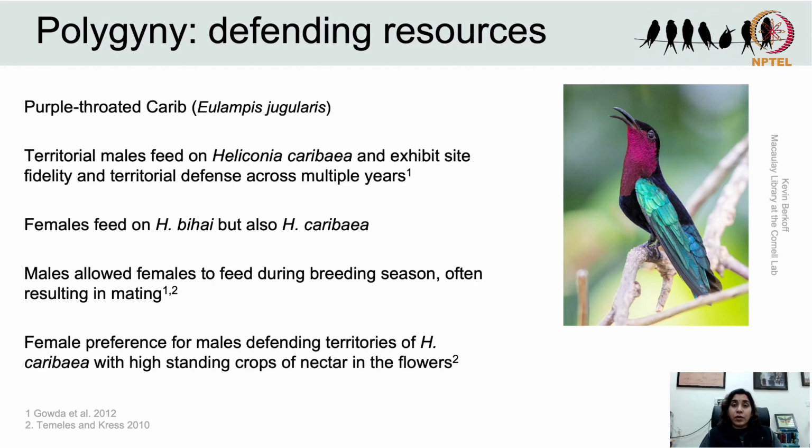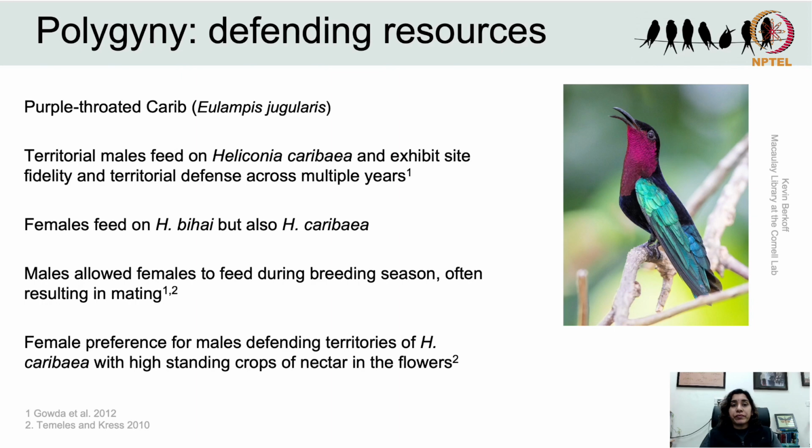Males defend these plants against conspecifics and heterospecifics during the breeding season, but also during the non-breeding season, even when the plants are not flowering. During the flowering season, the nectar produced by the flowers within the territory of males is in far excess of the energy requirements of males. Yet males defend these plants aggressively against intruders even when they have satiated themselves. So why do they do so?